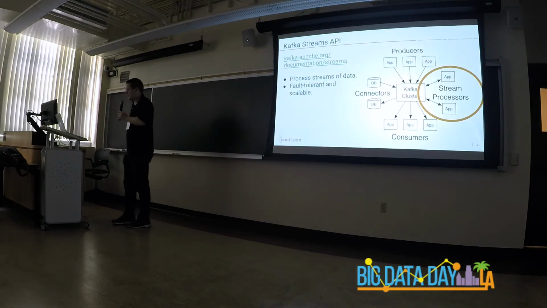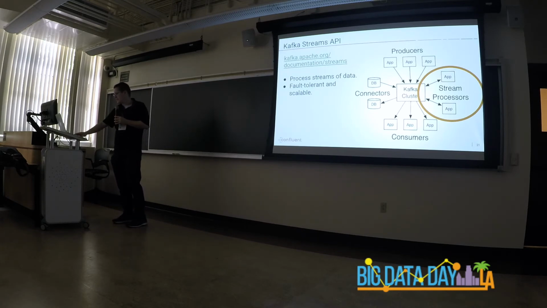So we talked a little bit about the first three APIs of Kafka: producer, consumer, connector API. What about the stream processor API? In some ways, this is an even more interesting API because it allows you to process streams of data in real time. And of course, you have all the fault tolerance and all the scalability of Kafka when you do this.